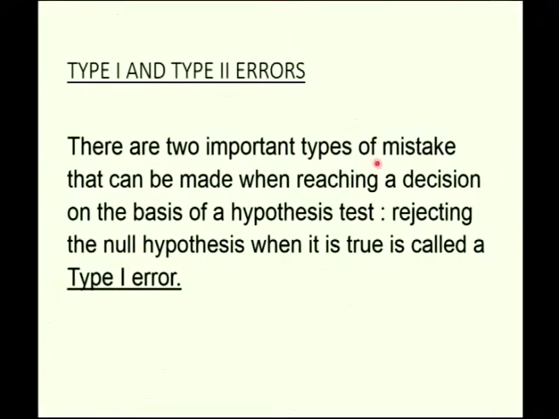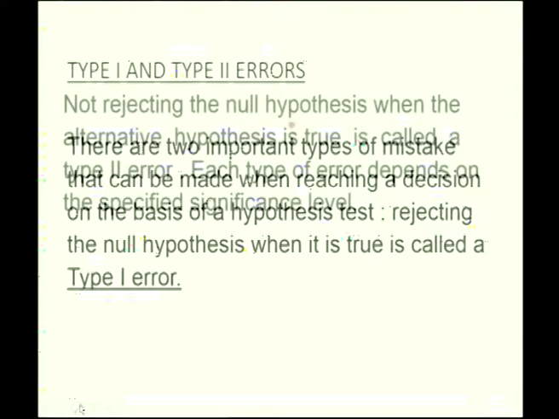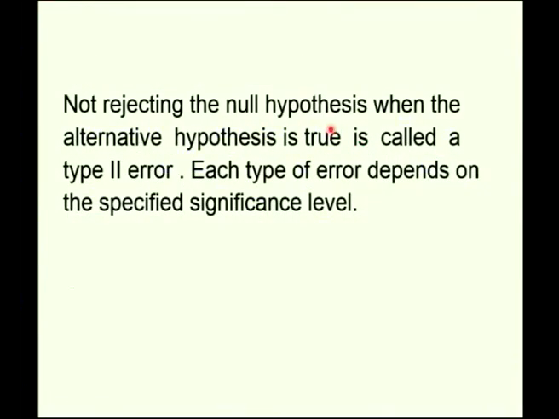There are two types of mistakes that can be made when reaching a decision on the basis of a hypothesis test. That is, rejecting the null hypothesis when it is true, which is called type 1 error, and it is called producer's risk, and not rejecting the null hypothesis, in the sense accepting the null hypothesis when it is false, when the alternative hypothesis is true. When the alternative hypothesis is true, it means the null hypothesis is false. Each type of error depends on the specified significance level. How the errors and levels correlate to each other, we shall see.